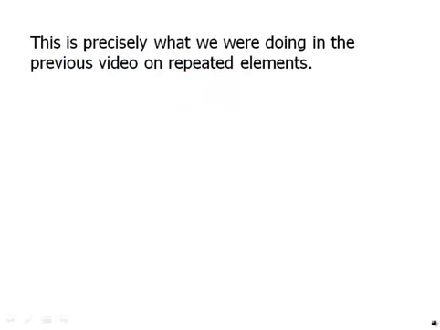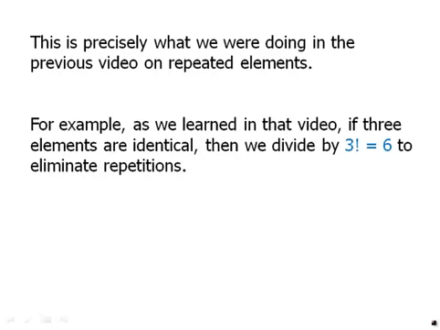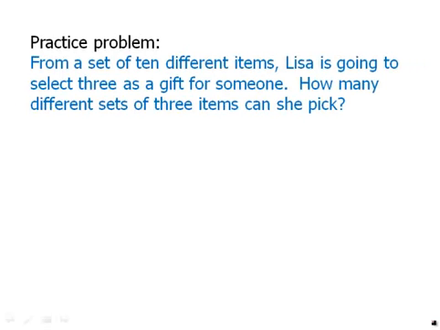This is precisely what we were doing in the previous video on repeated elements. For example, as we learned in that video, if 3 of the elements are identical, then we divide by 3 factorial, which equals 6, to eliminate repetitions. Here's another practice problem. Pause the video and then we'll talk about this.